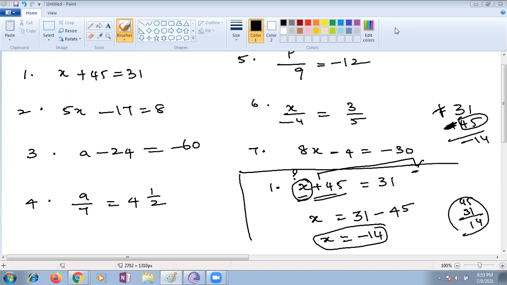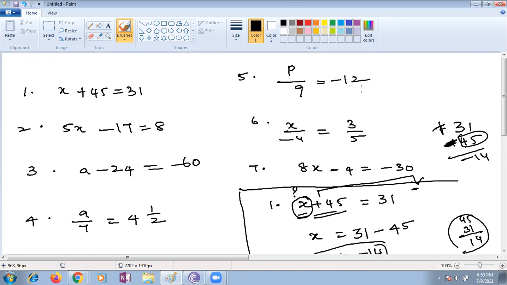Ma'am, I have a doubt. Yes, Pranav. Ma'am, I didn't understand the fifth one. Fifth one, simply, what should you do to get the p value, Shiva Pranav? Ma'am, we need to multiply by 9 on each side. Listen, p is divided by 9. If you transpose the division by 9 to the other side, what happens? Ma'am, multiplication. So minus 12 into 9, how much?